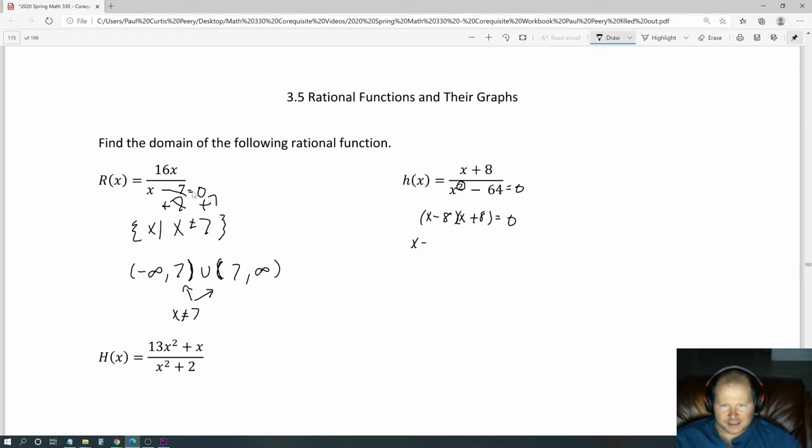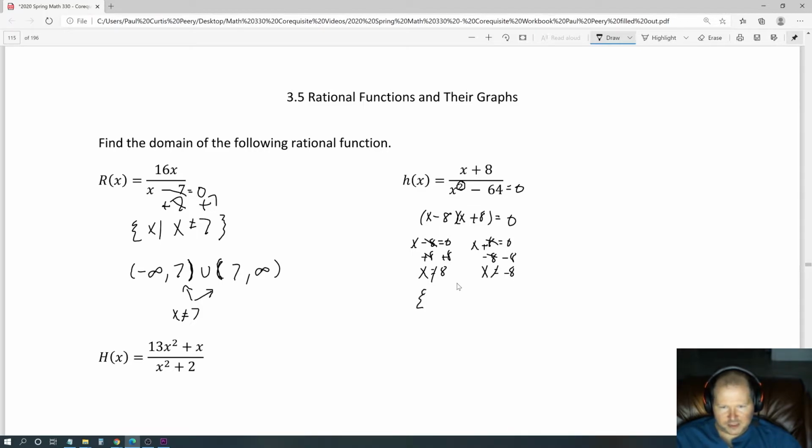So we set x minus 8 equal to 0, plus 8, plus 8. You can just flip the sign, that's fine. x is equal to positive 8. And then you say x plus 8 is equal to 0, minus 8, cancel, cancel. x is equal to negative 8. And we know that x cannot be equal to either of those.